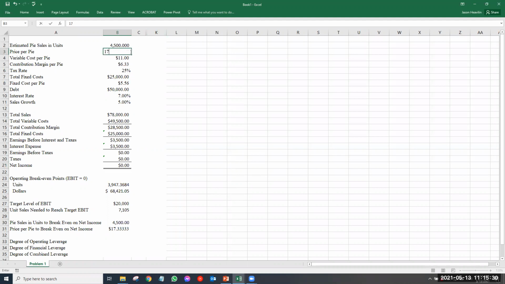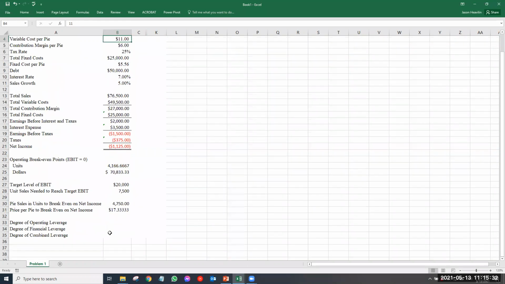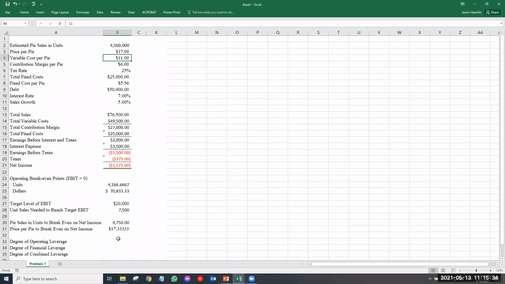Okay, so let's go back to the original point. And now let's talk about degree of operating leverage, degree of financial leverage, and degree of combined leverage. Okay, so these are pretty straightforward.